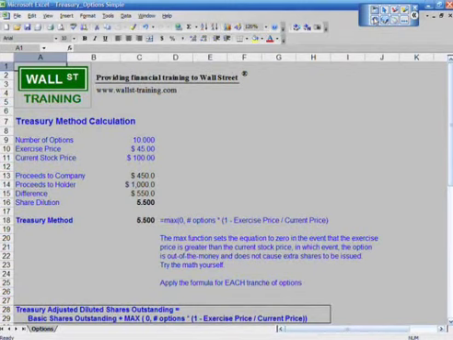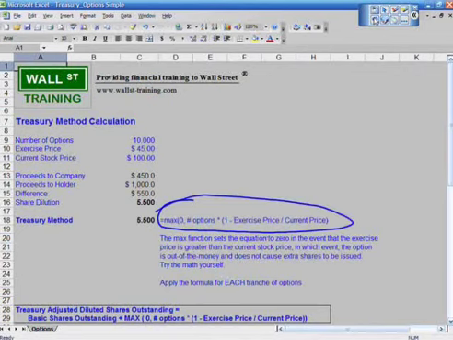Take a look at this max function that we have down here. Max, 0, options, etc. Let me explain this formula to you. It's actually not that difficult. So let's start with the first thing here, what's inside the parentheses. We have the exercise price, which is how much at this point? It's $45. So this is $45.